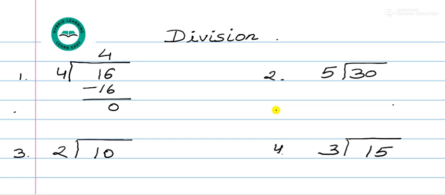So 5 times 6 is 30. So we write 6 on the top. Minus 30, 30 minus 30 is 0. So we write 0.